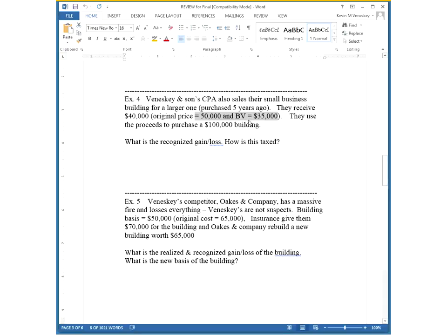So we have to add back the lower of the realized gain, 5, or the depreciation, 15. So all of the 5 realized gain is going to be taxed at the regular rate for Section 1250 up to 25%. So the recognized gain or loss would be the $5,000 gain at the Section 1250 rate. How is this taxed? As I just said, the basis in our new building would be the $100,000. This does not qualify for like-kind treatment.